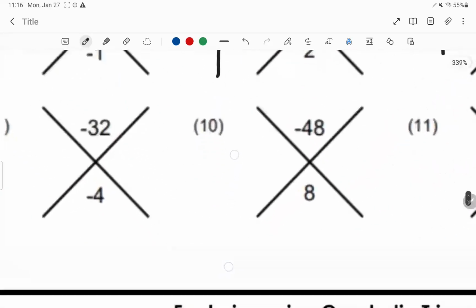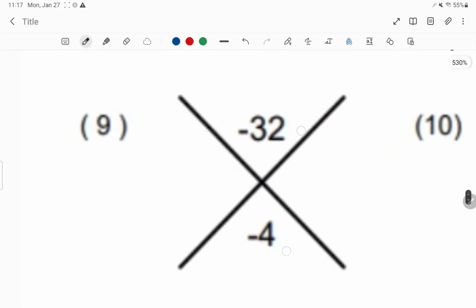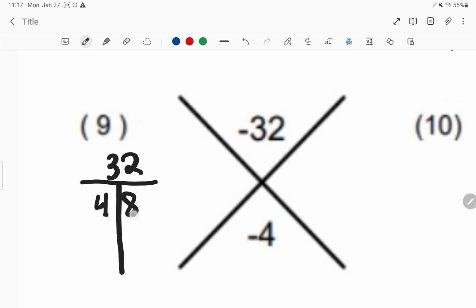Now we need 4 more. Now right here we have a negative 32. And we're going to do the same thing. What gives me 32? So 32. I know I can do 4 and 8. This one has to be negative. That means the big one's negative and the small one's positive. So it's going to be 4 and negative 8.